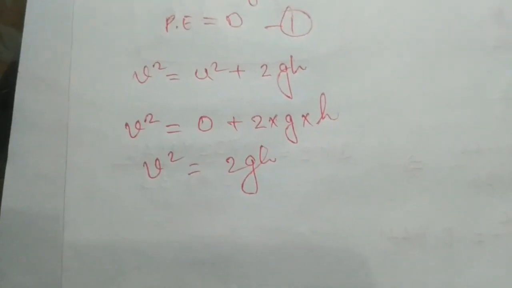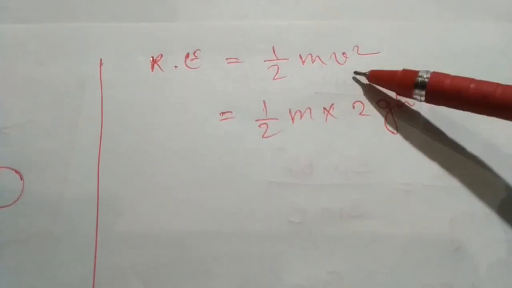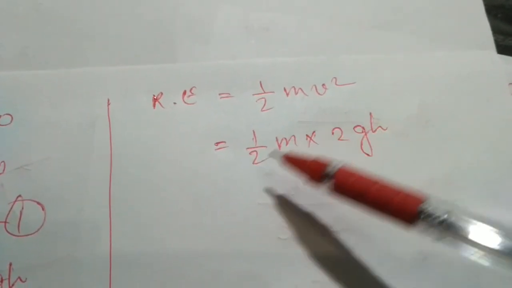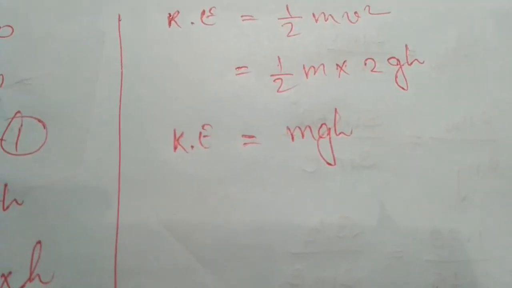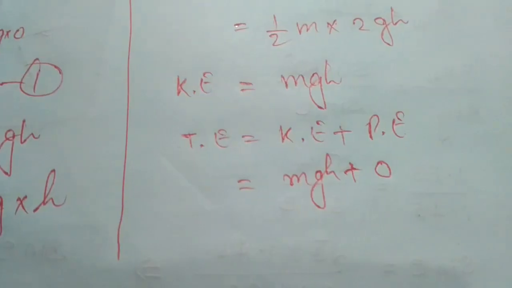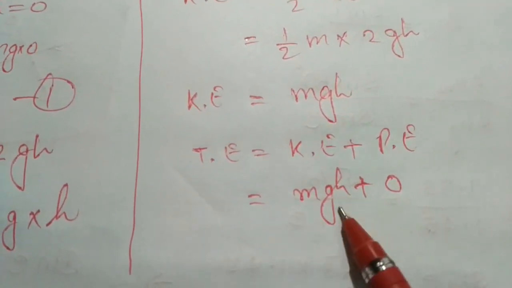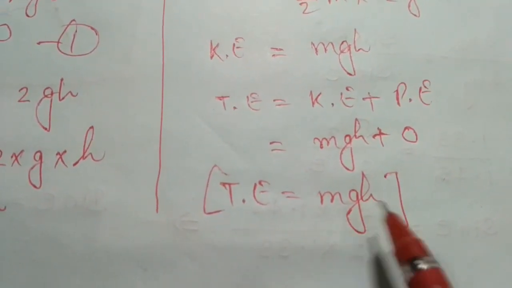Let's calculate the kinetic energy. This is the equation of kinetic energy. The value of v square is 2gh. From here you can see v square is 2gh. So again 2 is cancelled. What remains? Here it comes, the kinetic energy mgh. So let's calculate the total energy. Total energy is kinetic energy plus potential energy, and that is equal to mgh plus 0. And then lastly, total energy is equal to mgh again.